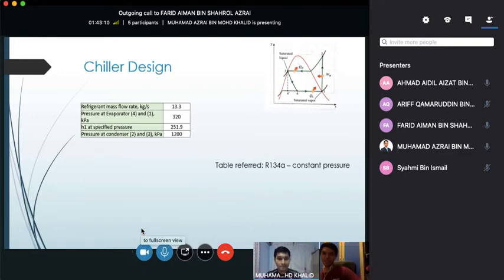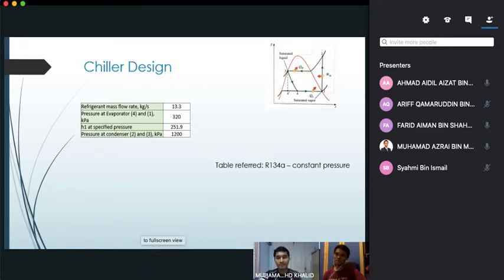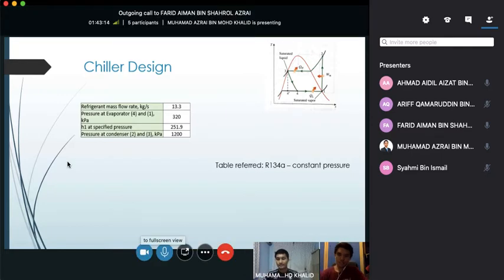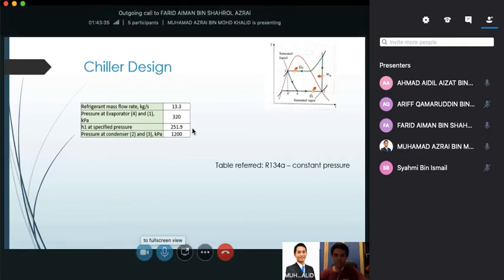I'm Farid Aiman and I'll be presenting on the chiller design. Firstly, we set our refrigerant mass flow rate to be 13.3 kg per second. We set our pressure at the evaporator of the chiller to be 320 kilopascal, and we set the pressure at the condenser to be 1200 kilopascal.